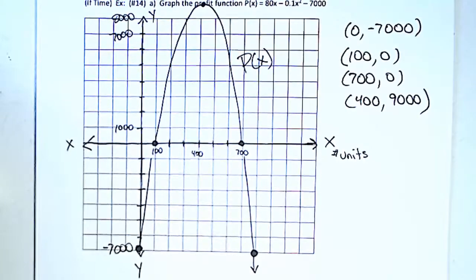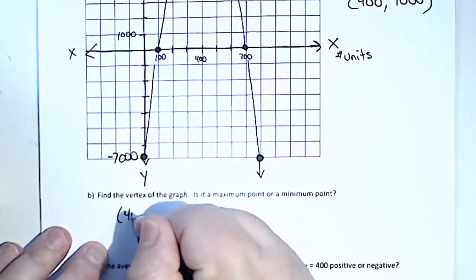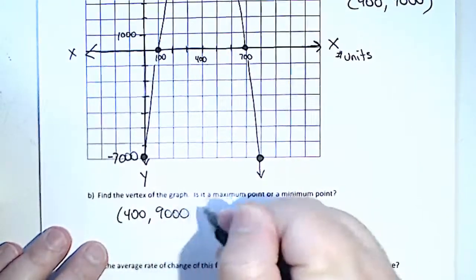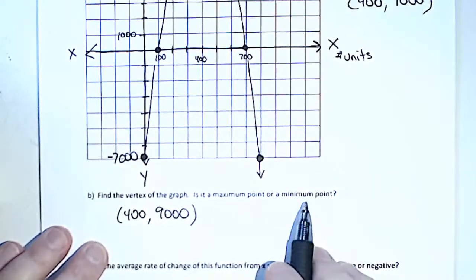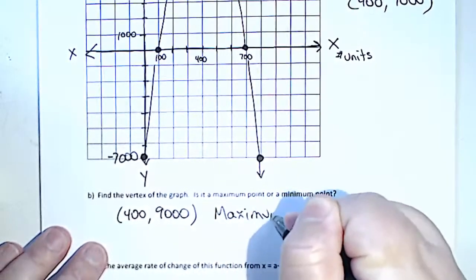So I'm pretty darn proud of this graph. It only took us 3 pages, but we got the graph drawn, and now we're able to answer some questions. So find the vertex of the graph, which we did. It's the point (400, 9,000). Is it a maximum point or a minimum point? This is a maximum. It's on the top.